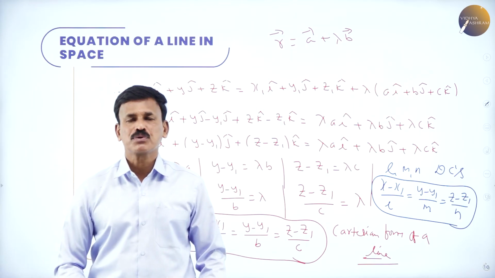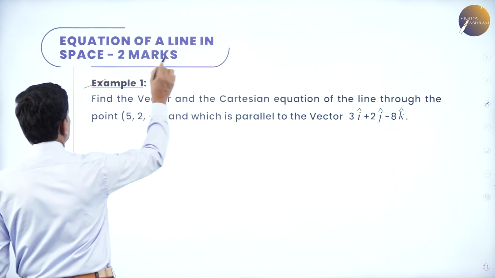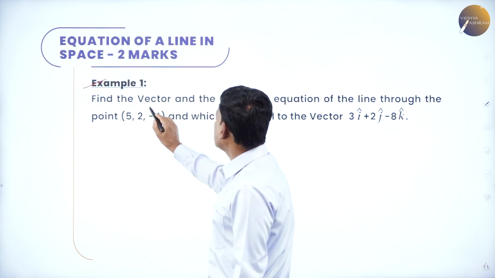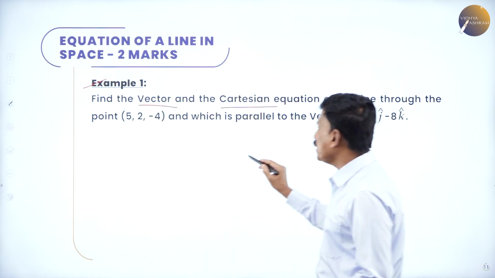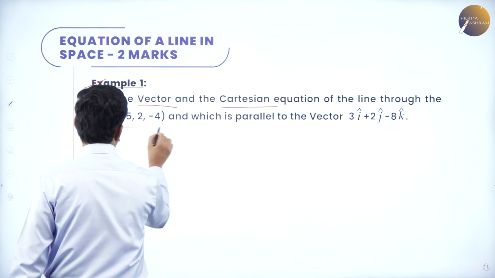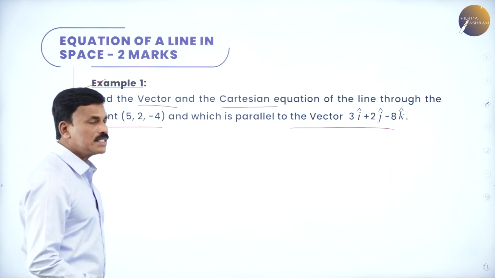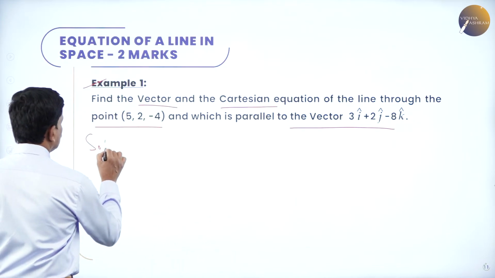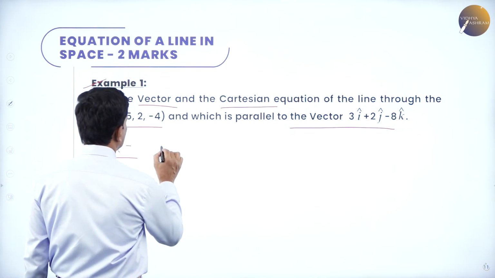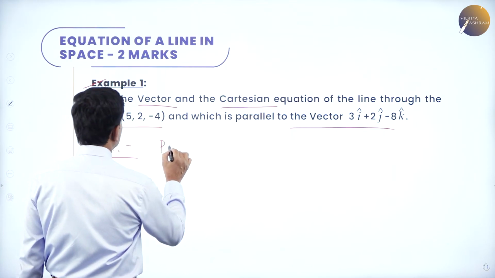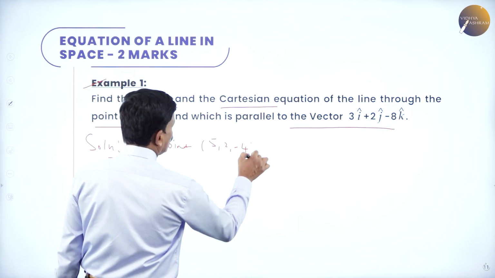Now, let us take a few problems based on this. Let us consider an example. This is very important for 2 marks. Find the vector and Cartesian equation of the line through the point. So, equation of a line passing through the point and parallel to the given vector. Now, let us write down the given condition. What is the point here? The line passes through the point 5 comma 2 comma minus 4.